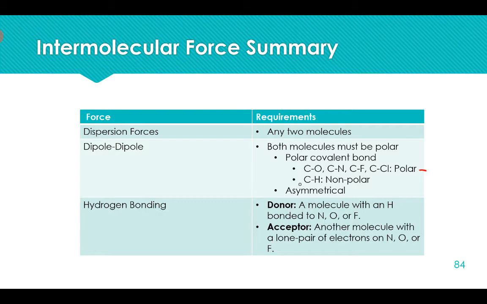If you do have polar covalent bonds, they need to be arranged in an asymmetrical manner so that they do not cancel out. So for instance, carbon dioxide has equal and opposite polar covalent bonds, and so this direction completely cancels out with that direction in the tug of war, and so it's non-polar overall because it's symmetric.